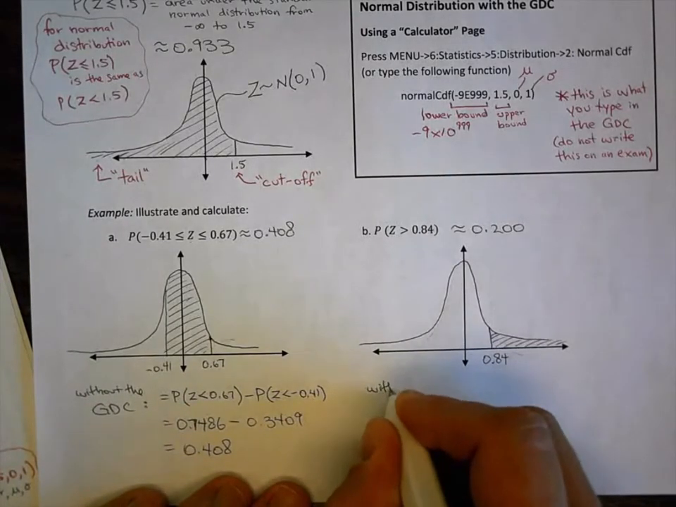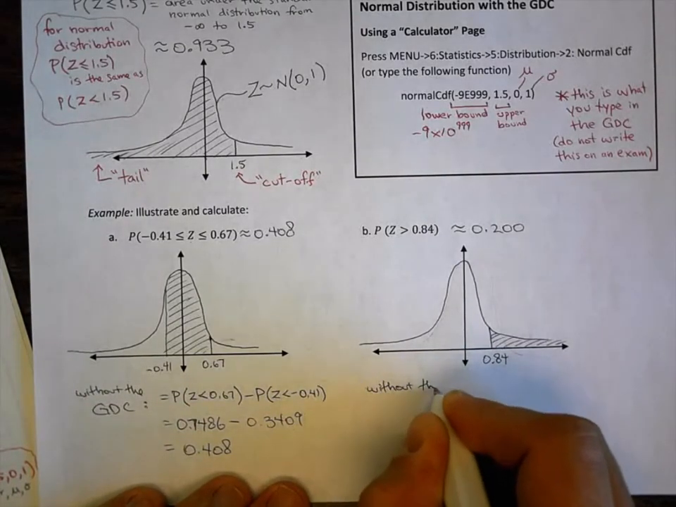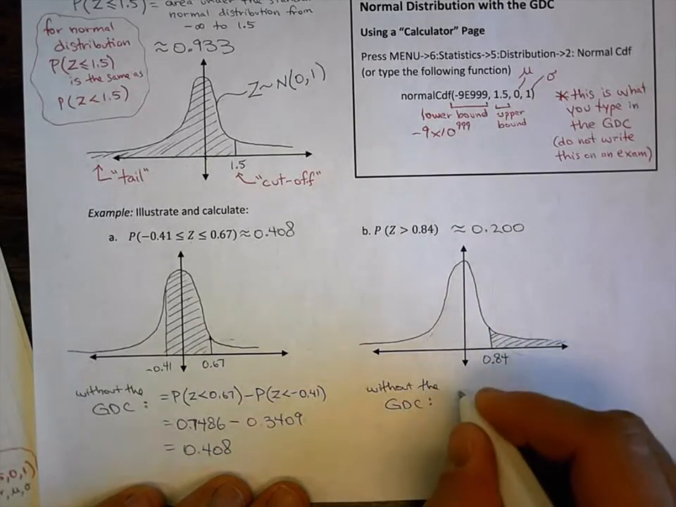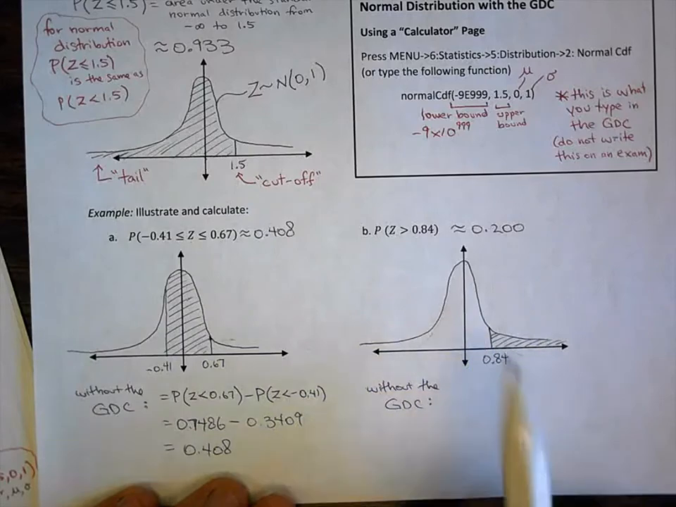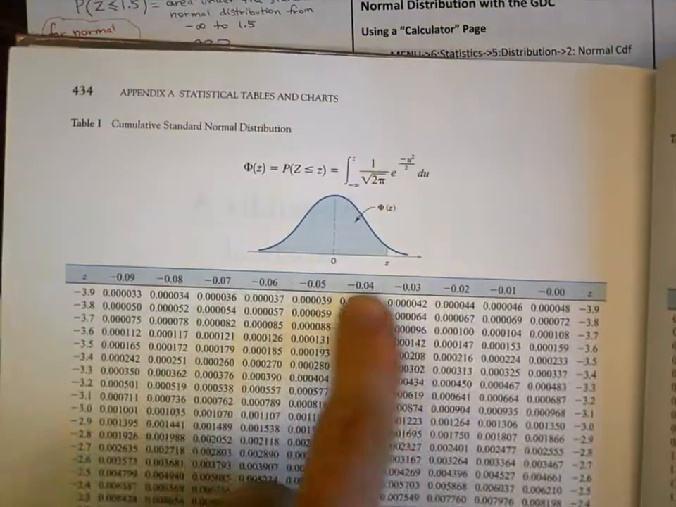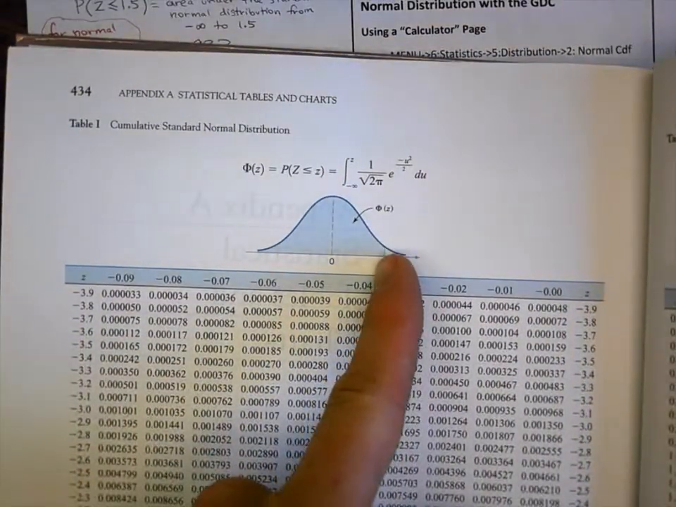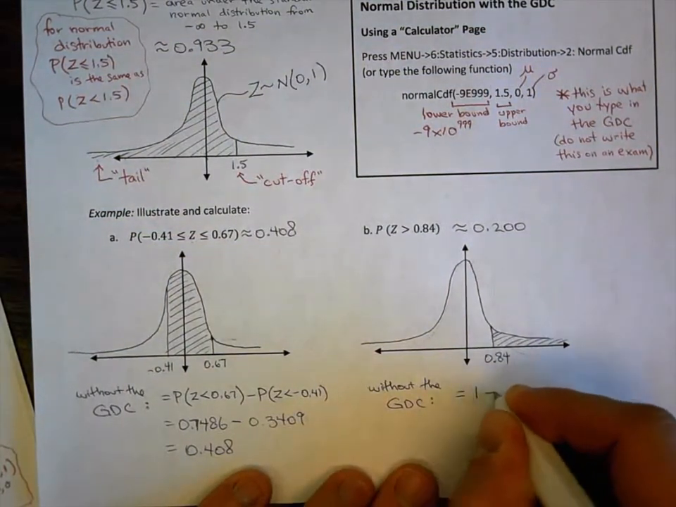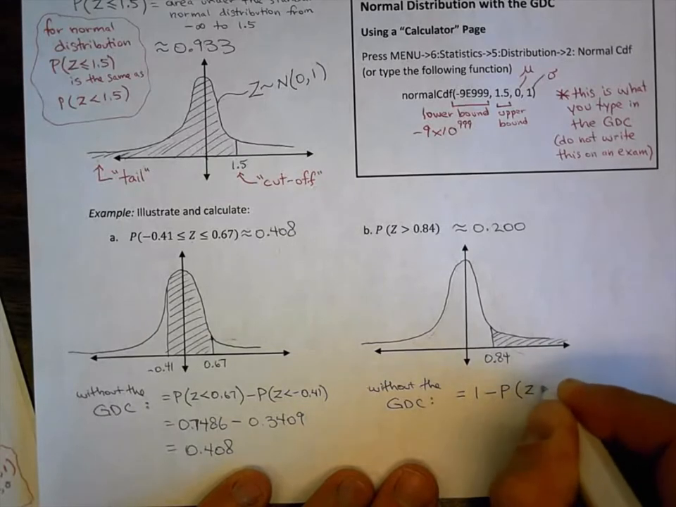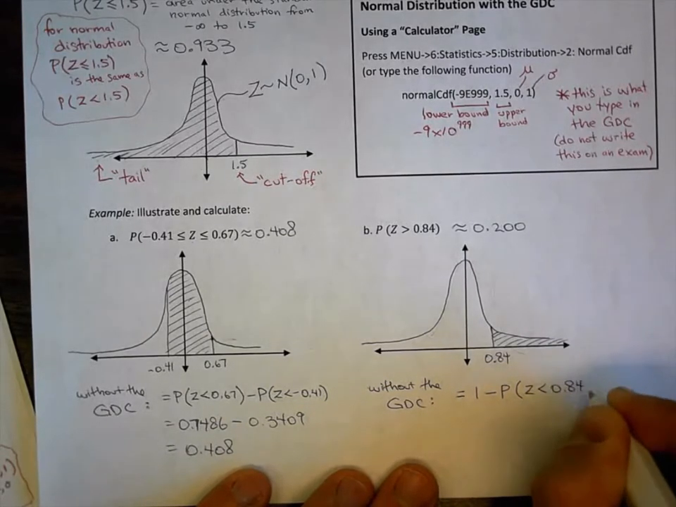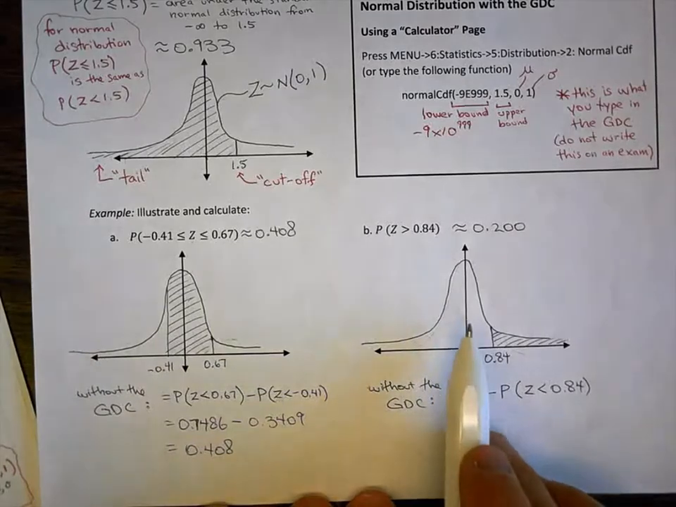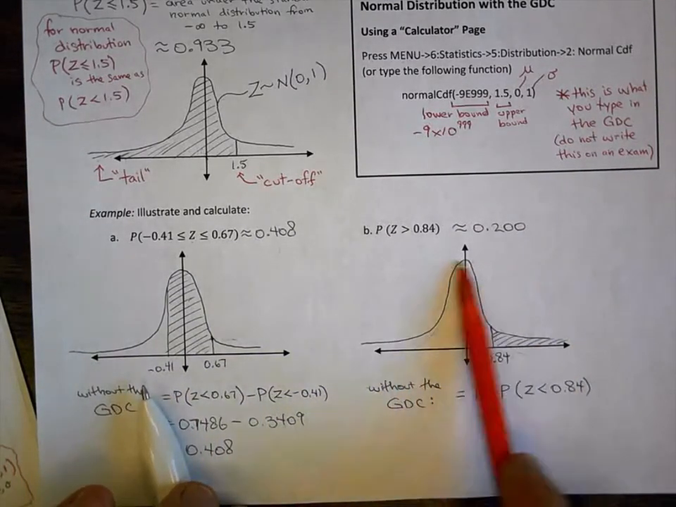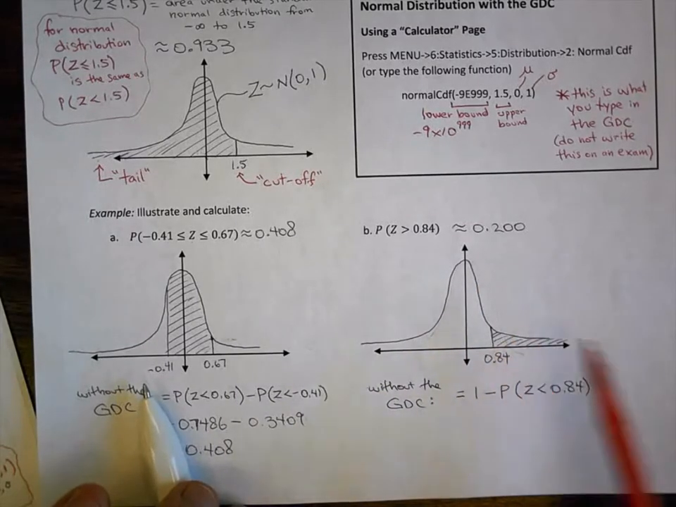For this one, without the GDC, I show you this just because it is a useful thing. You'll see later why this is useful. If I want to find the area, my tables only show the area below a cutoff. So if I want to find the area above, I have to use the complement. This is 1 minus the probability that Z is less than 0.84. And again, I'm showing you this for a reason. But if I want to find the area above 0.84, I basically am finding this area from my table and subtracting it from 1 to find this area.